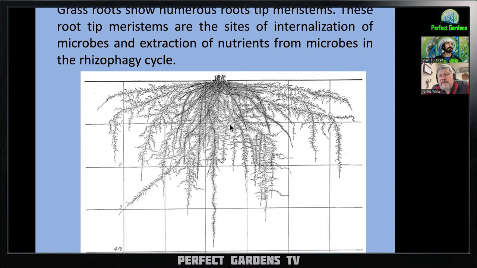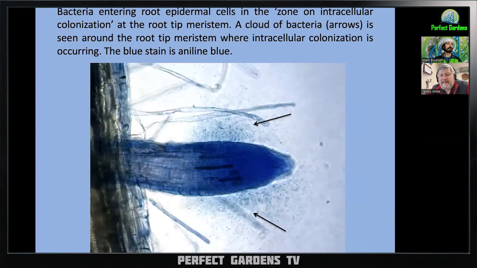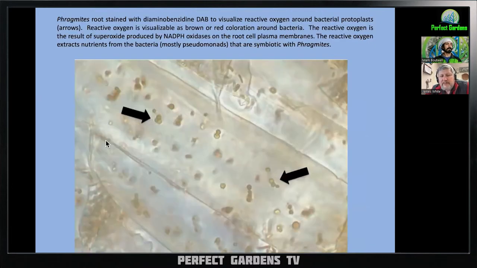Okay, it happens at root tips. This is a grass root, and you can see all these little tips here. Those are where the rhizophagy cycle would happen. So grasses do that a lot, but all plants do it. And I've shown this before. This is a lateral root, and you can see the bacteria here that are being cultivated by the root in exudates. It's secreting exudates, and then it's taking those microbes into the root cells. This shows these bacteria in the root cells now, and you can see some of them replicating. You can see a little chain, and the plant is hitting them with superoxide at this point.